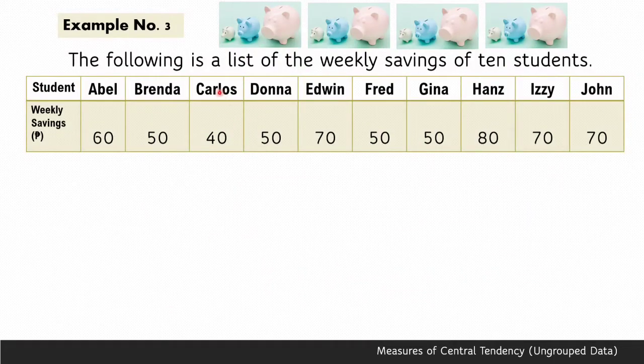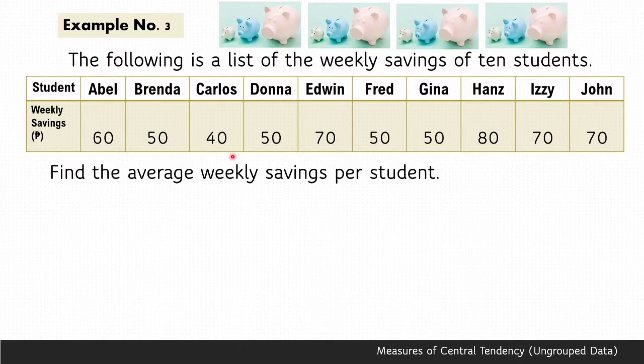The following is a list of the weekly savings of 10 students. Here are the students, and their savings are in this row. Okay, Abel saved 60 pesos, Brenda saved 50, Carlos 40 pesos, Donna saved 50, 70 for Edwin, 50 for Fred and Gina, Hans saved 80 pesos, and Izzy and John both saved 70 pesos.